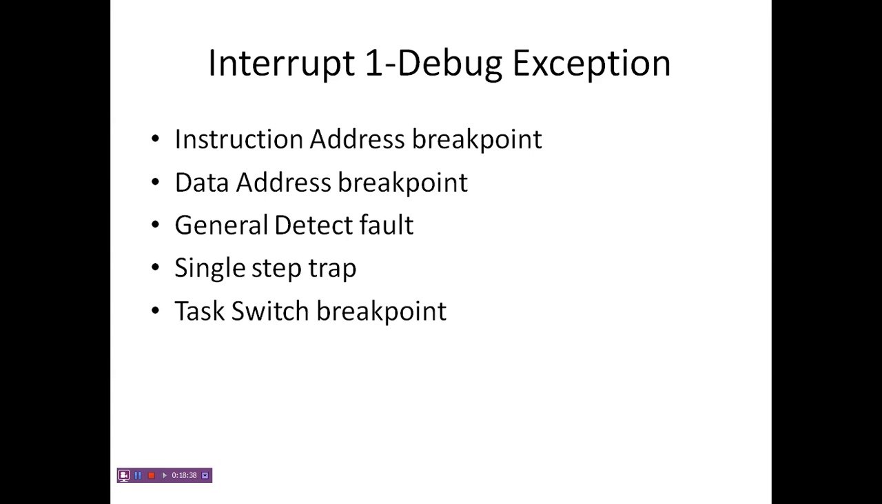Then next, single step trap. This debug condition occurs at the end of the instruction if the trap flag of the flag register held the value 1 at the beginning of that instruction. The processor clears the TF bit before invoking the handler. If TF is equal to 1 in the flag register of the TSS at the time of task switch, the exception occurs after the first instruction is executed in the new task.